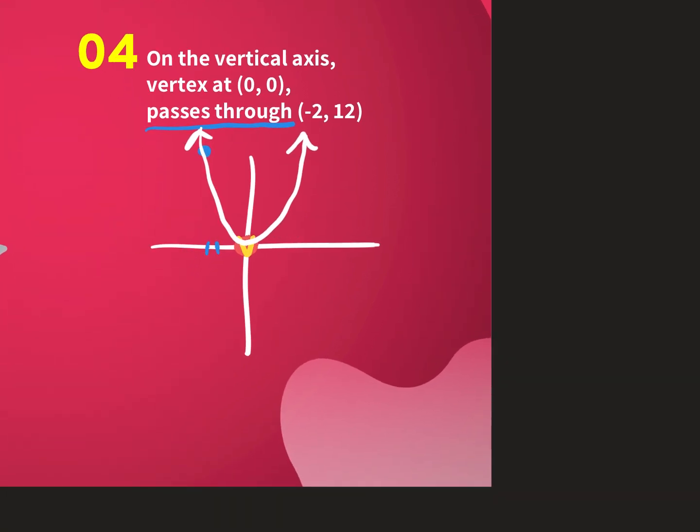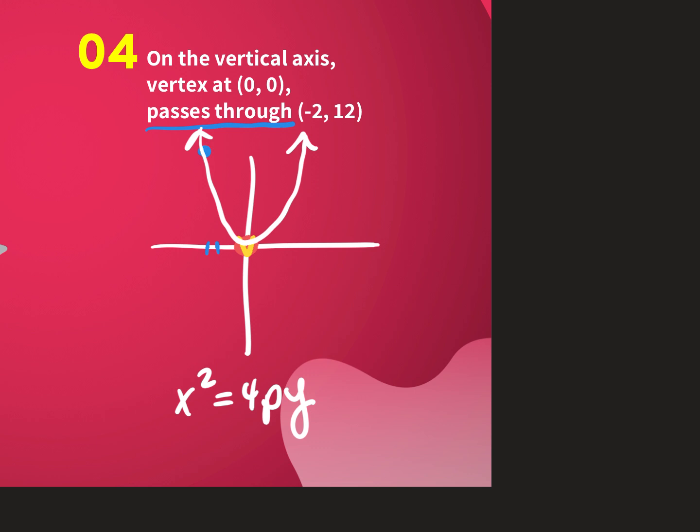Which equation to use, correct? Which one? X squared equals 4py, because it's going up. So now we're like, okay, well, p is the distance from the vertex to the focus, but we don't know what either of those things are.